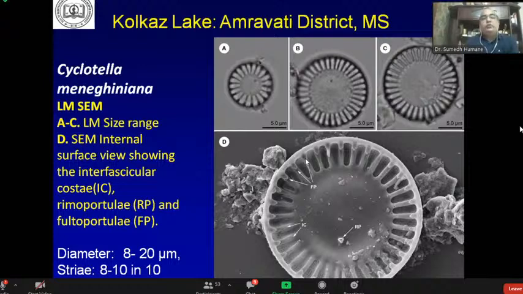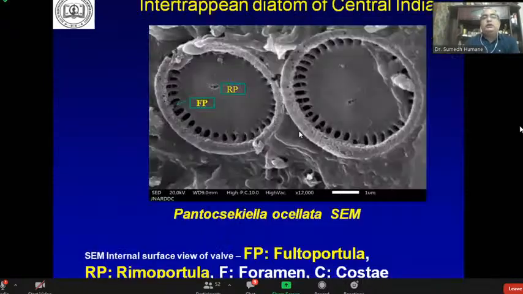You have the fultoportula. And in between, you have the vertical pores, or you may say sometimes leaf-like structures. So labiate structures are also referred to as rimoportulae. So in this way, there is a lot of variation when you see the light microscope images and the SEM images. So this is an interesting diatom from central India.